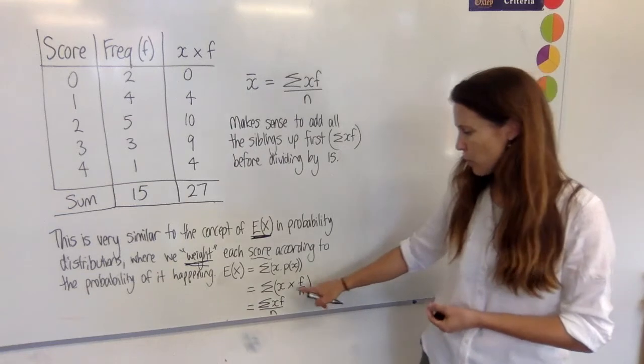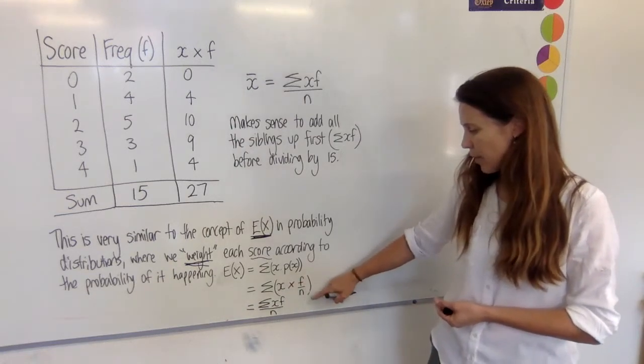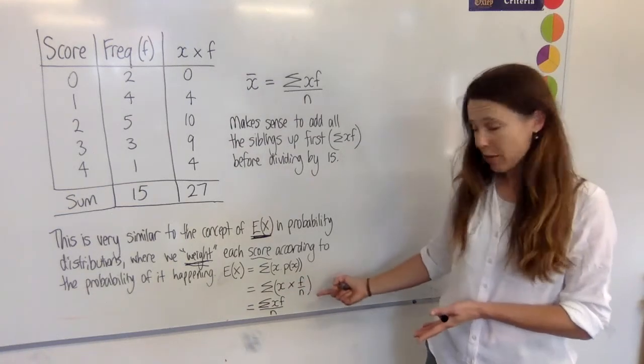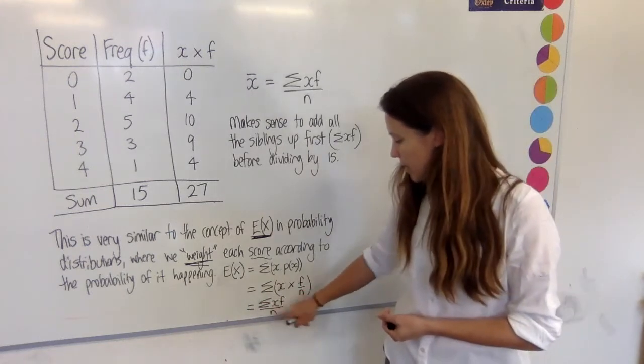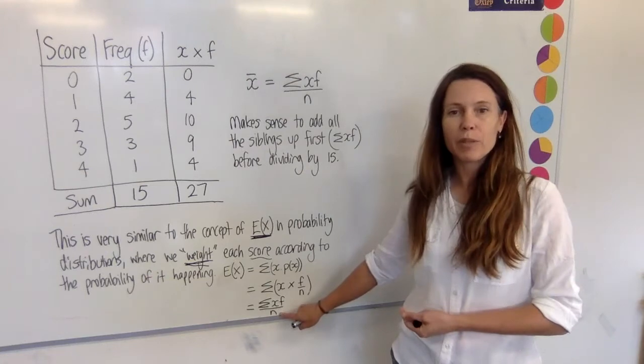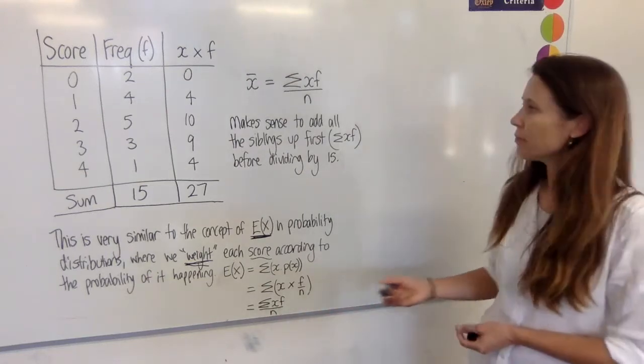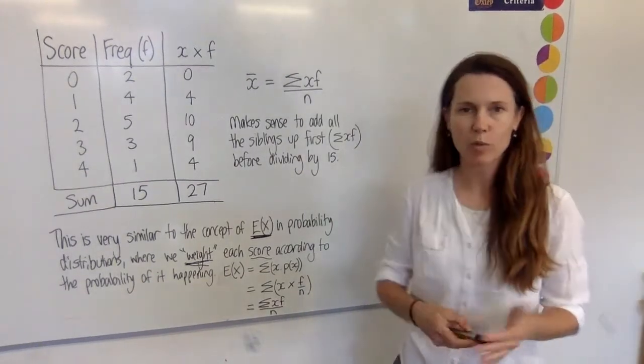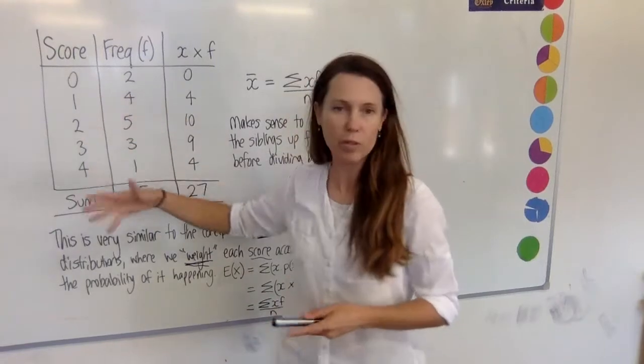And in fact, if we want to multiply something by a fraction, and then take the sum of it, then we can actually just take the sum of x times f and divide by n afterwards, and we'll get the exact same thing. Now, in this frequency table, we have actual discrete scores, discrete data.